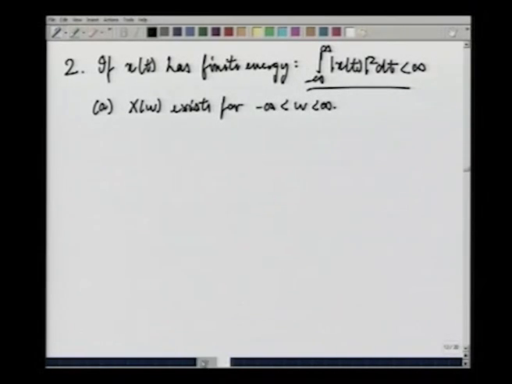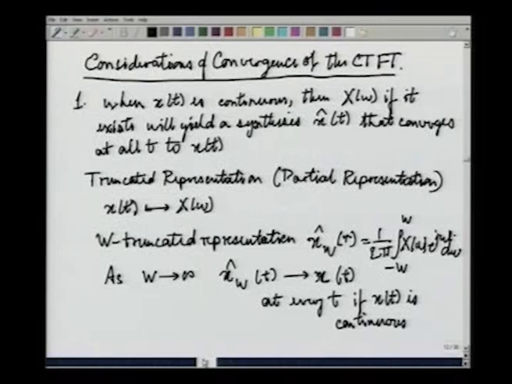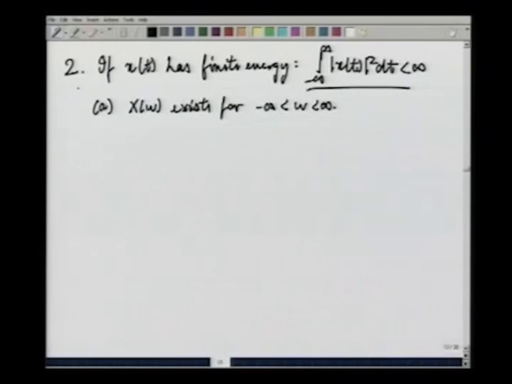Now, if you go back to the previous criterion for convergence, where we said that the reconstructed signal x hat will converge to x(t) at all points of time, we said that that is true if X(omega) exists. We did not say when X(omega) will exist. Now, we have a condition that ensures that X(omega) exists, that is, make sure that it is square integrable, it has finite energy. Fine. Now, X(omega) will exist for all omega from minus infinity to infinity.